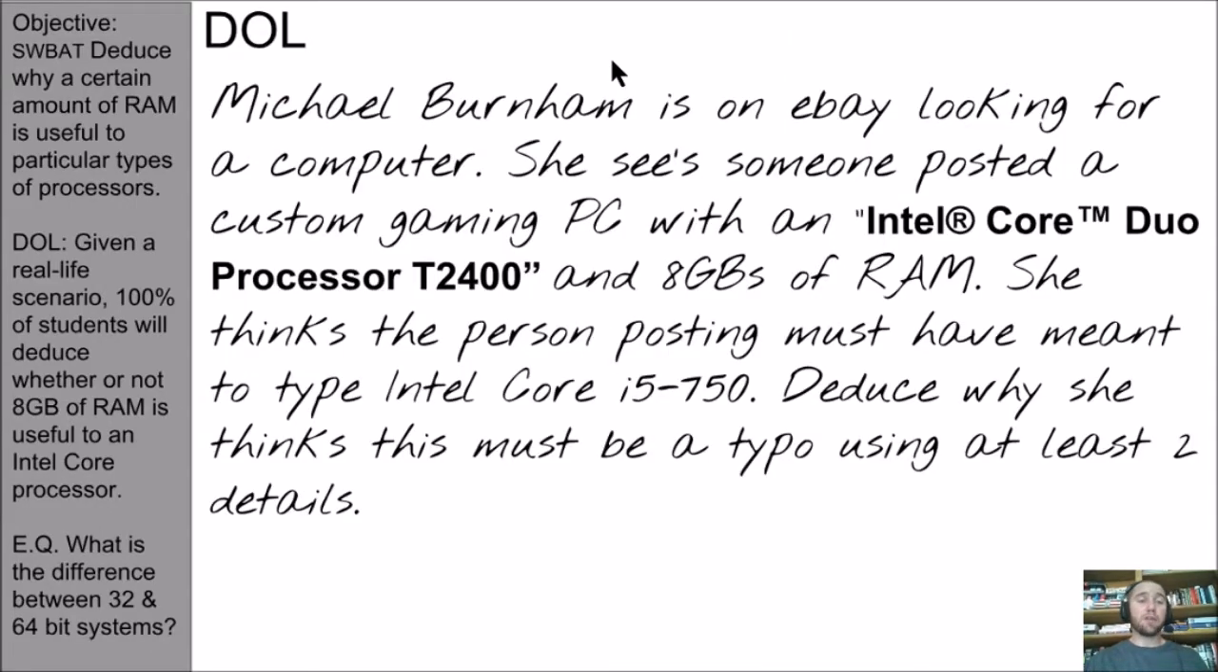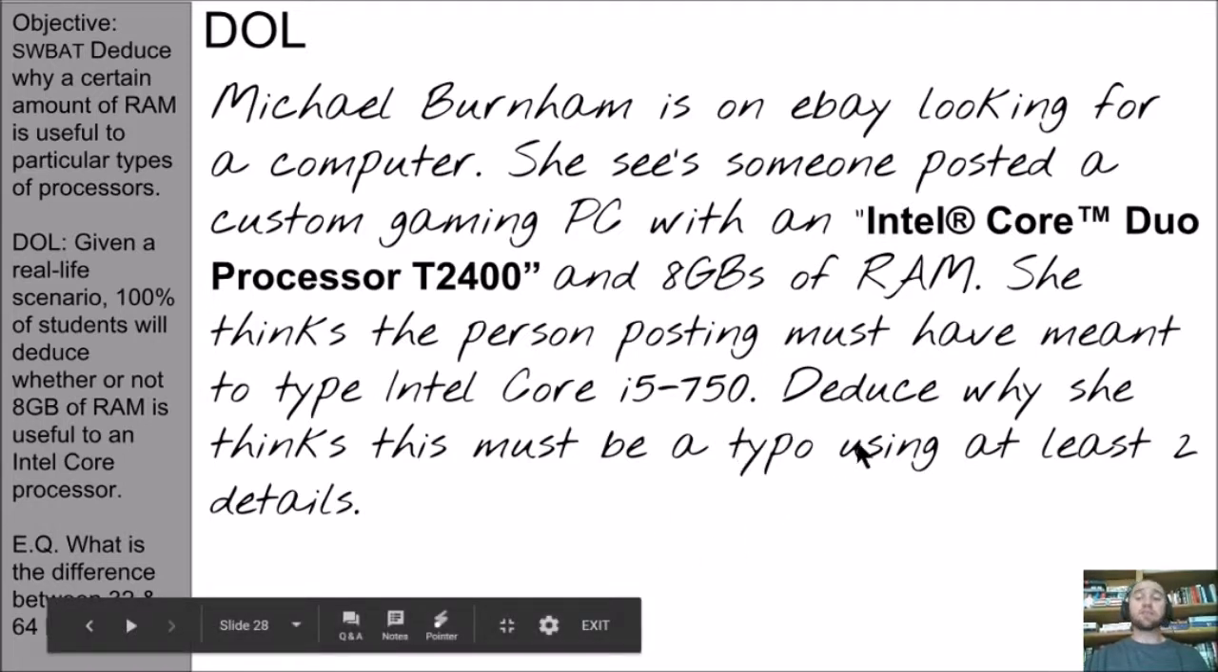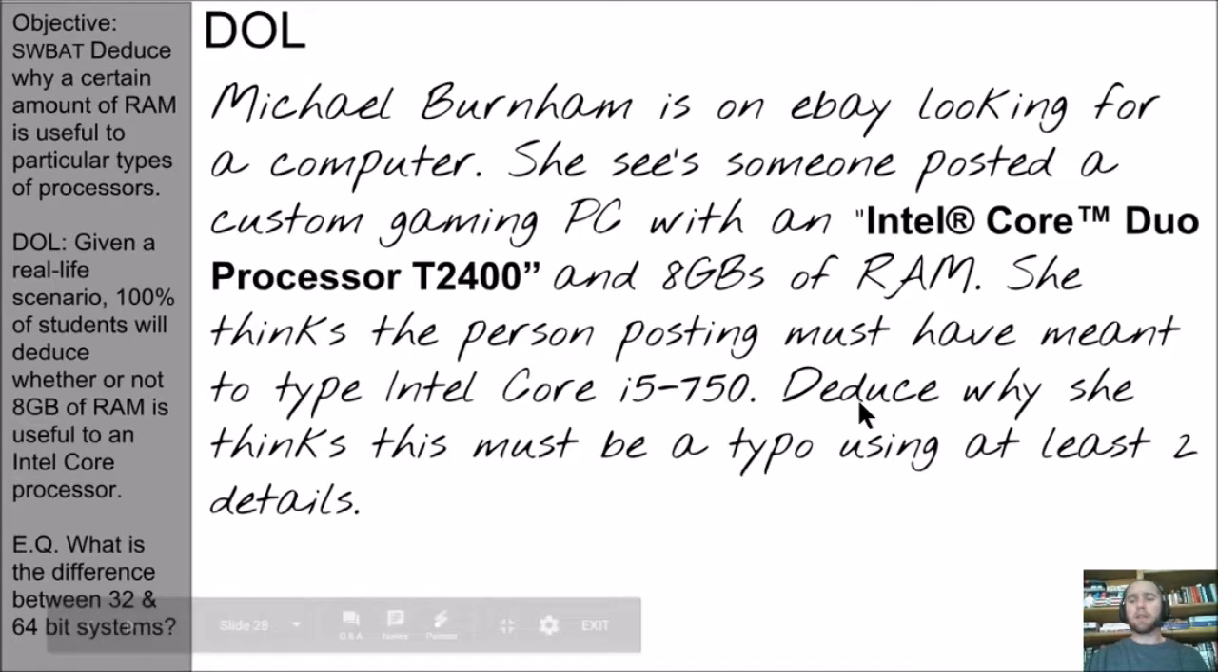And here's my DOL for you. Michael Burnham is on eBay looking for a computer. She sees someone post a custom gaming PC with an Intel Core Duo processor T2400 and 8 gigabytes of RAM. She thinks the person posting must have meant to type either Intel Core i5 750, maybe they typed in the wrong chip, or maybe they typed in the wrong size of RAM. Whatever it is, she suspects it's a typo, so your job here is to deduce why she thinks this must be a typo using at least 2 details from our lesson today.